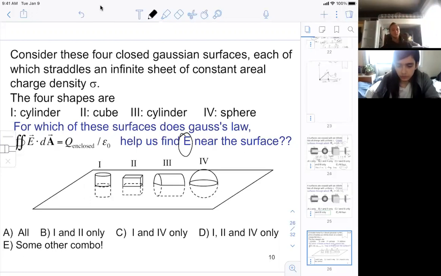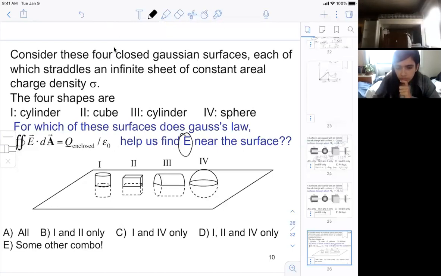Okay, 10 more seconds. Okay, I'm gonna go ahead and end the poll. Majority of the answers are for B, 1 and 2 only. Okay, very good. Let's take a look.